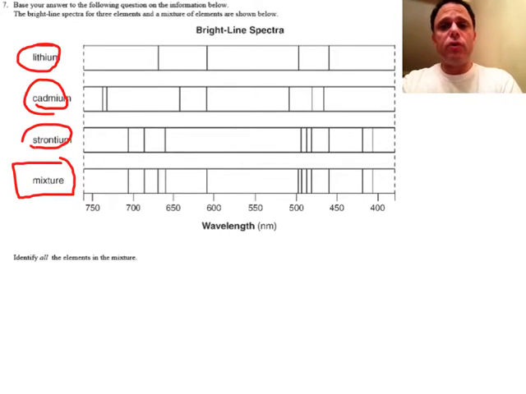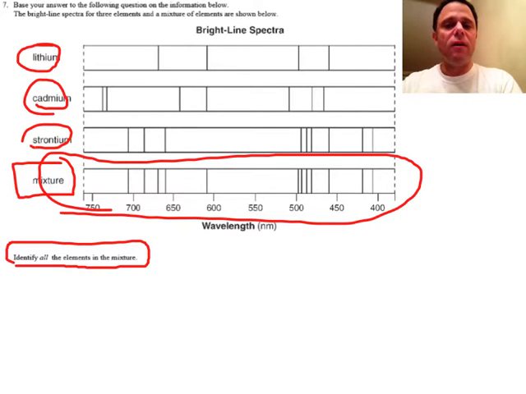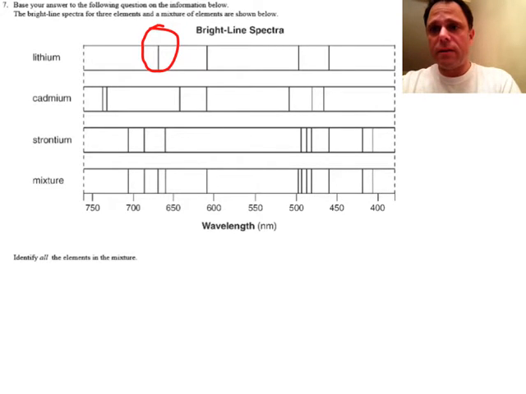So this question is asking you to identify all the elements in the mixture, which means that in this portion right here, it must consist of all of the lines of lithium if lithium is there, all the lines from cadmium if cadmium is there, and the same for strontium. So let me clean up the picture a little bit and investigate more clearly. Is this line represented in the mixture? Looks good. This line, is it in the mixture? Looks good. This one, yes, and this one, yes. Clean it up. So far we know lithium is there.